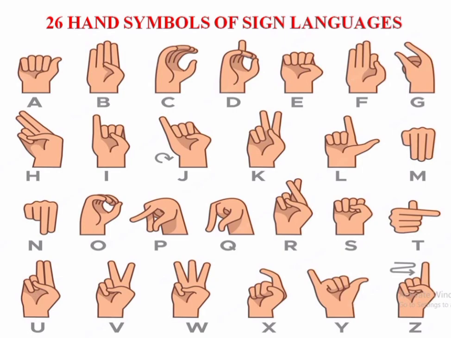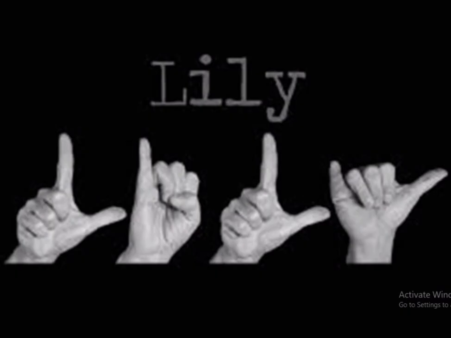Let's see one example. Lily. So this is how, by using the hand symbols, we can write Lily. So one by one you need to show the alphabets like this, and this is how you can express yourself.